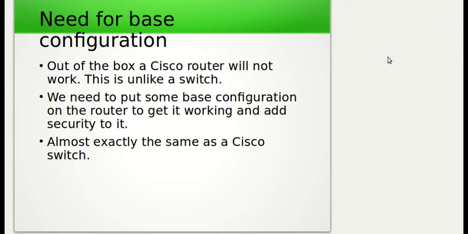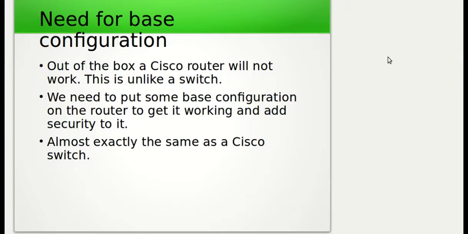A router's job is to get one network onto another broadcast domain, another network. As an example, it could be a connection to the ISP or a connection to another enterprise site. With a router, by default, it will not be able to do its job unless we put some base configuration on the router itself. And by putting base configuration on the router, we add security to it, and it gets up and working.